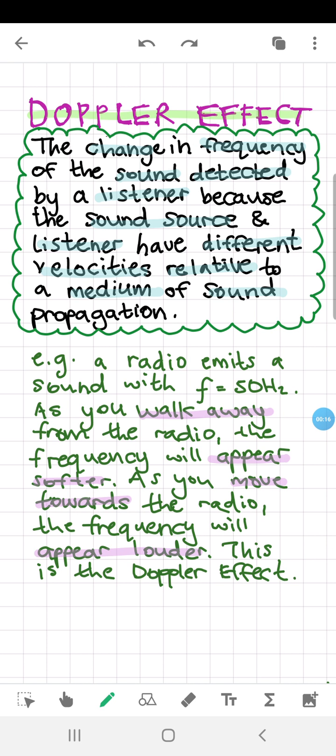If they ask for the definition, you must write this word for word. It says the change in frequency of the sound detected by a listener because the sound source and listener have different velocities relative to a medium of sound propagation.